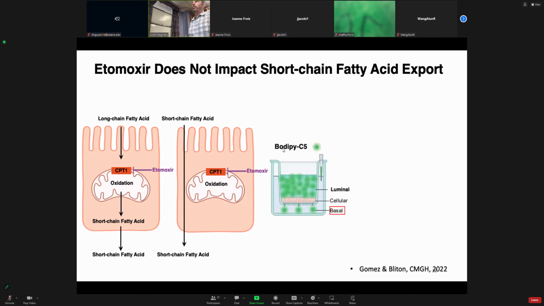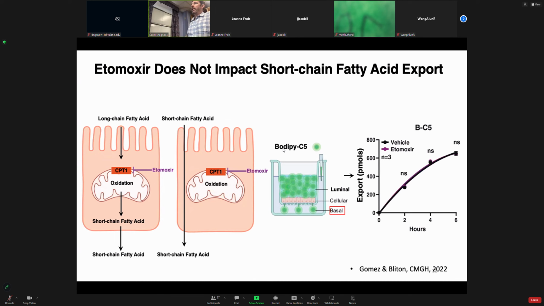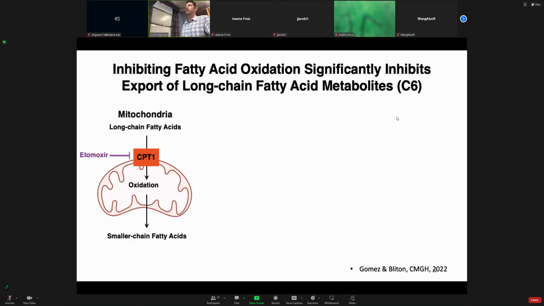We put in BODIPY C5, which basically should go straight through. It shouldn't be impacted by CPT1, and that's what we saw. Whether or not we had etomoxir, there was no difference in the export of that short chain fatty acid. That's exactly what we would have predicted because of its chain size and its solubility.